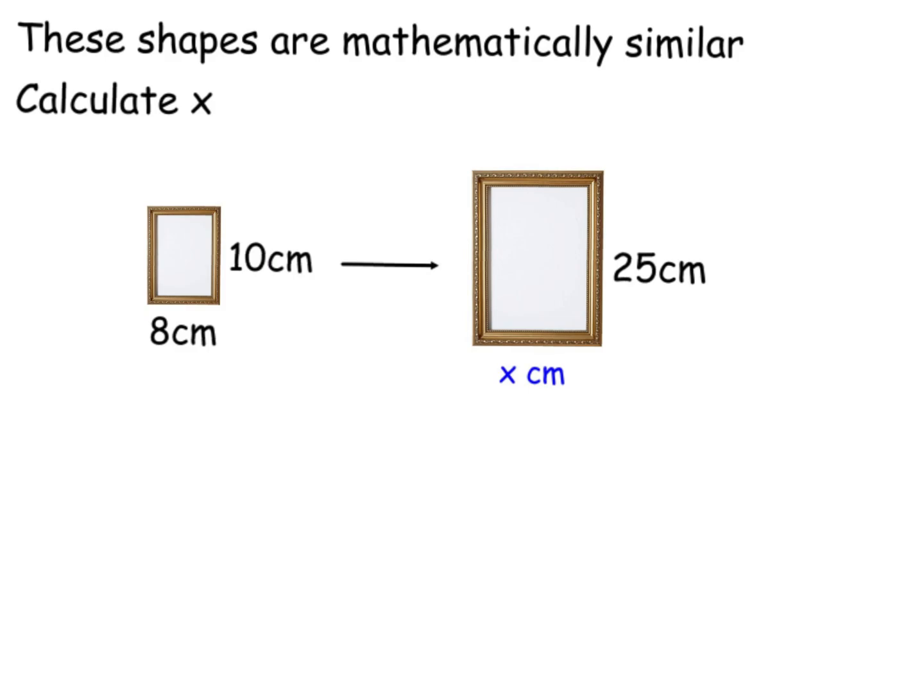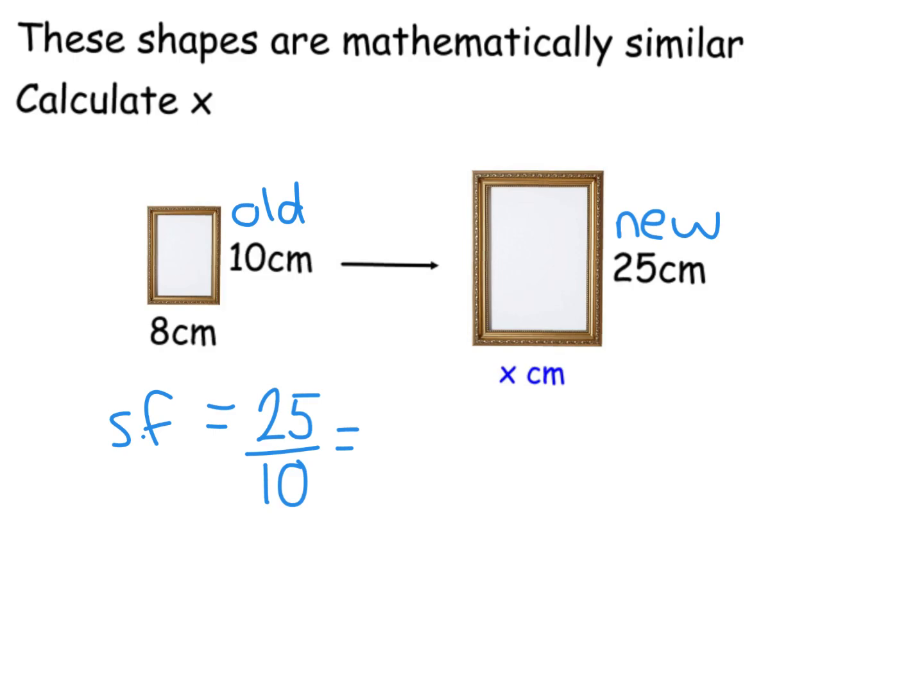So if I have a look at this one, I have a picture frame as an enlargement. So when I do a scale factor, I'm going to do new over old. So here is my new measurement. Here is my old measurement. New over old would give me 25 over 10. 25 over 10 will simplify down using the 5 times table to 5 over 2. So I'm going back and using that simplifying fraction skill from earlier on.